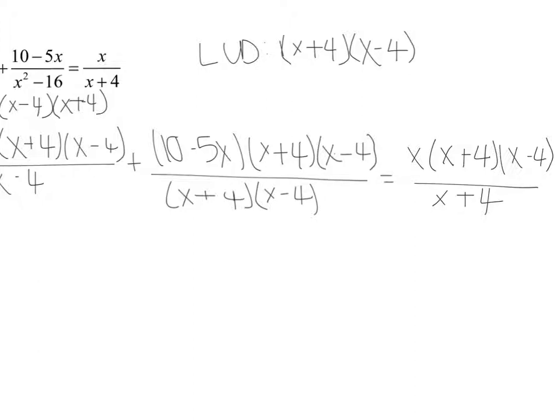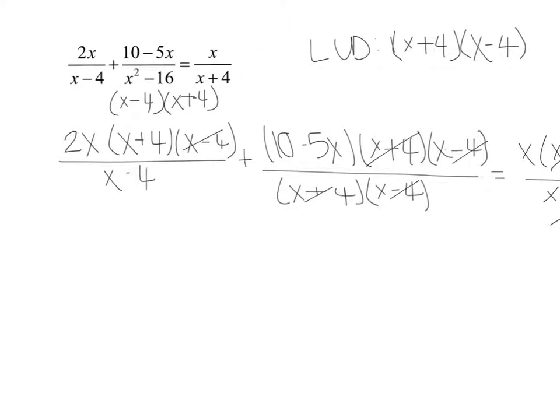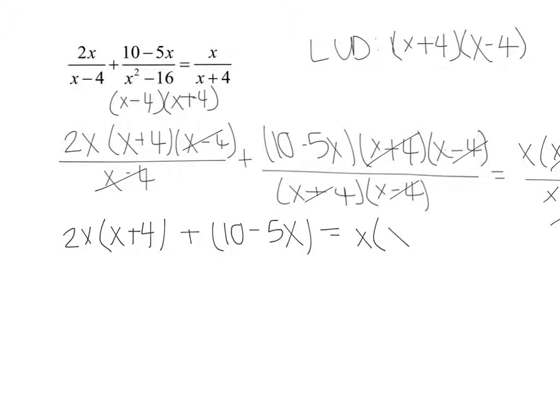So we cancel anything that appears in our numerator and denominator. I'm going to start from the right and move back to left. So x plus 4 cancels. In our second term, the x plus 4, x minus 4 would cancel. We go back to our first term, the x minus 4 cancels. So then we're left with 2x times x plus 4 plus 10 minus 5x equals x times x minus 4.